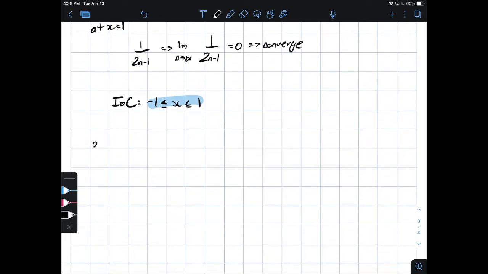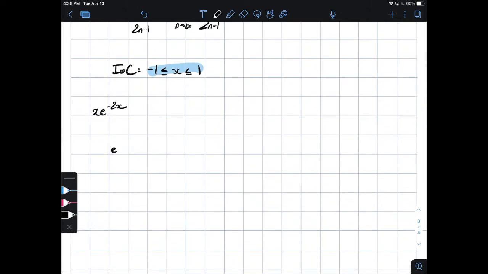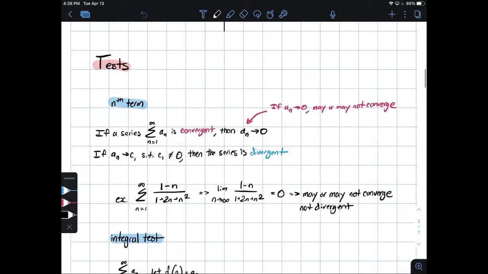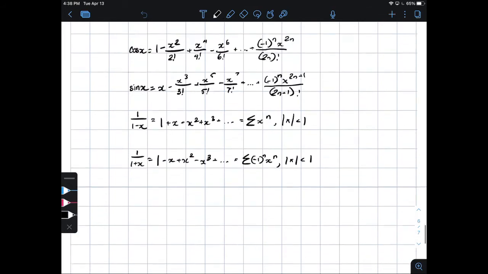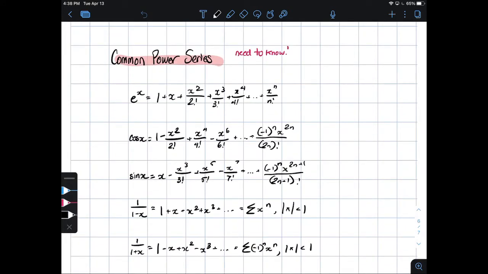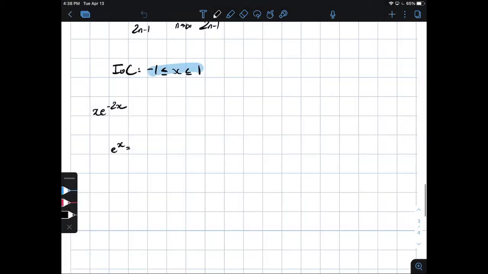function. So I kind of like the x e to the negative 2x problem. So what we're going to do at first is just write what e to the x is equal to. Now, if we remember from our nice note sheet, e to the x is equal to 1 plus x over 1 factorial, plus x squared over 2 factorial plus x cubed over 3 factorial plus dot dot dot. So it's not too hard to remember.